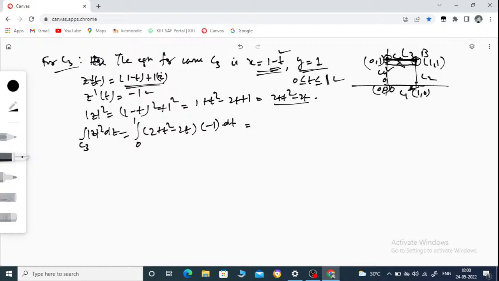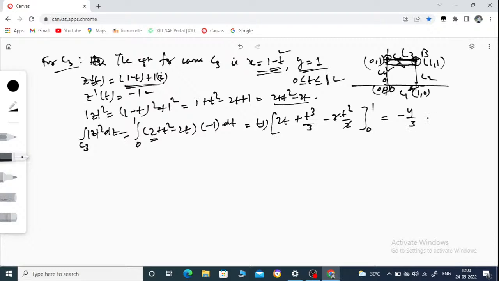So what will be this one? You can take this minus 1 outside of this integration. Then integration of 2 is 2t, integration of t square is t cube by 3, and integration of minus 2t is minus t square. Then if we put the limits from 0 to 1, what we get is minus 4 by 3.